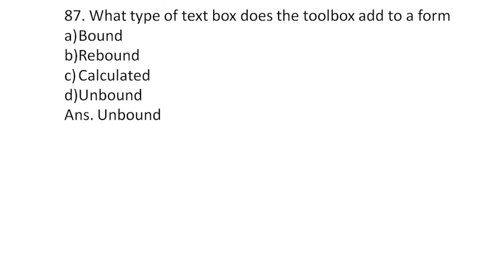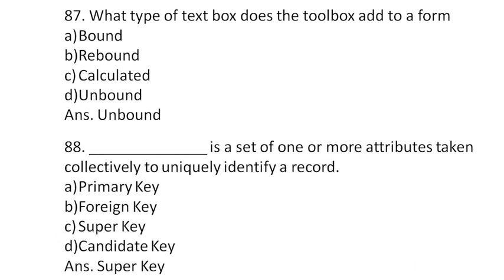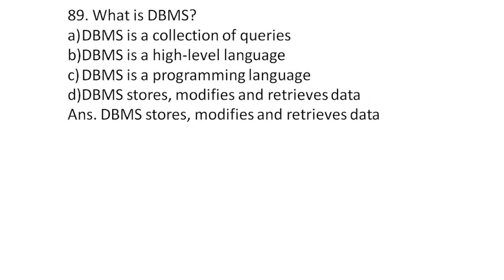Next, what type of text box does the toolbox add to a form? Answer: unbound. Next, dash is a set of one or more attributes taken collectively to uniquely identify a record. Answer: super key. Next, what is DBMS? Here we see the answer: DBMS stores, modifies and retrieves data.